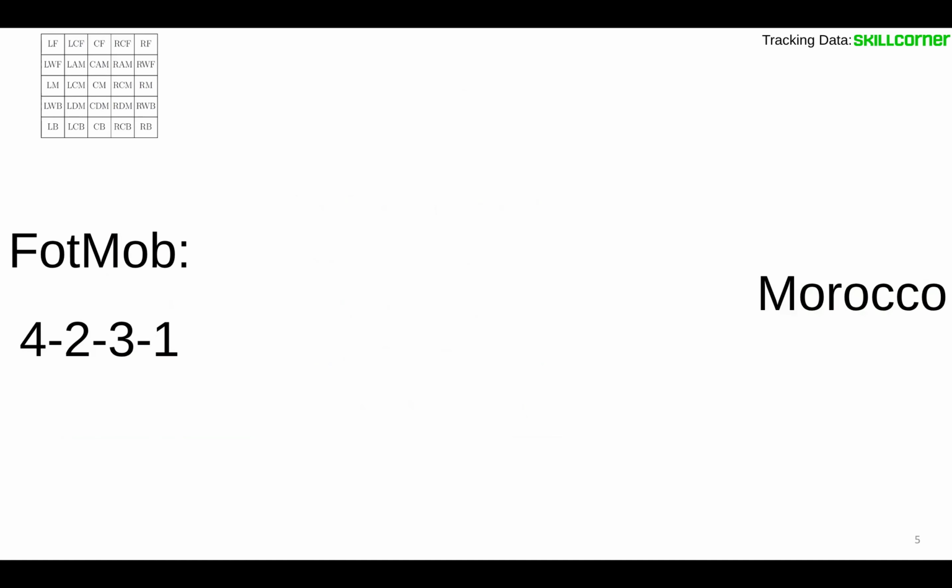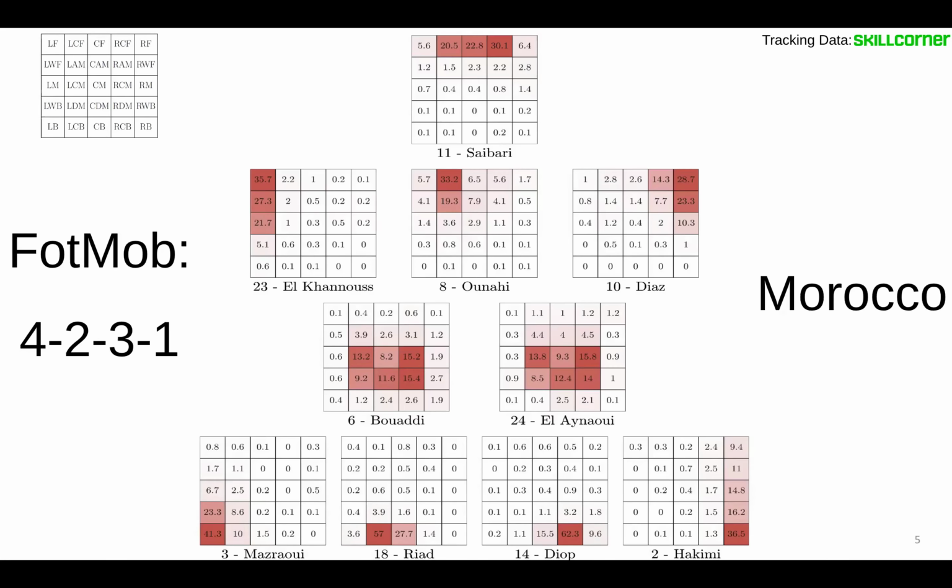So FotMob suggested that Morocco played in a 4-2-3-1. And on the top left side, you can see the 5x5 grid or 25 positions that we have used for the position map. What if we arrange the position map of each starting player of Morocco according to the layout that FotMob has suggested? This is the visualization we end up with.